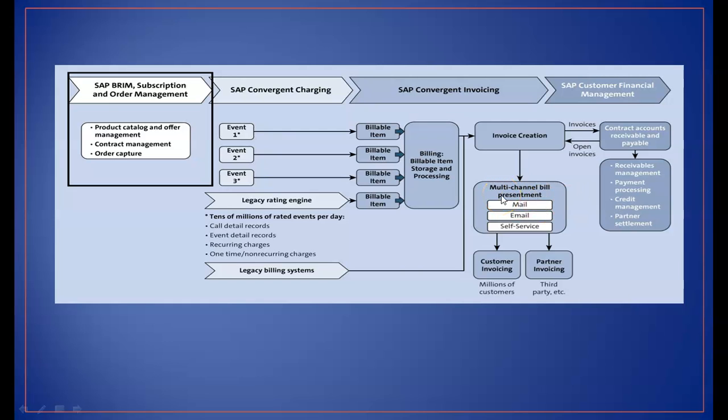And here, if we go to this invoice creation, we have multi-channel bill presentment. We can mail it, email it, or offer self-service, and then we have customer invoicing and partner invoicing. Both are possible here. So this all comes under SAP Convergent Invoicing, and then after that it gets connected to SAP Customer Financial Management. So this is a simple flow of SAP BRIM.